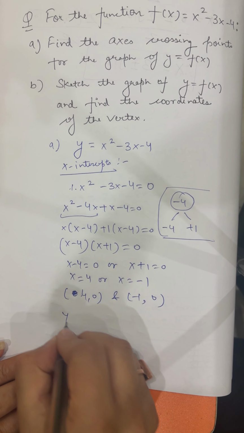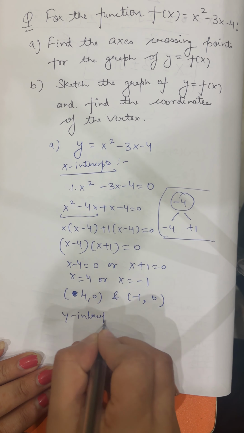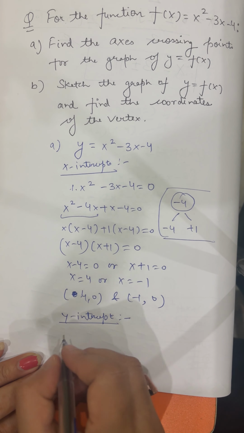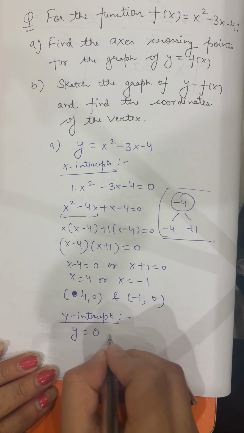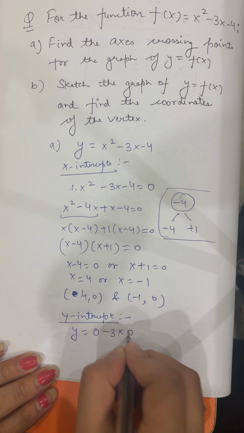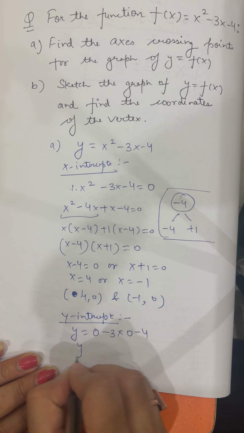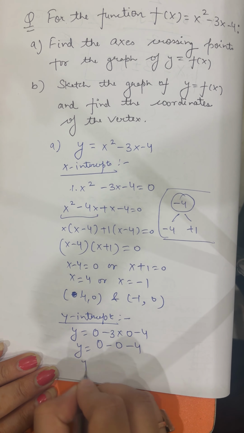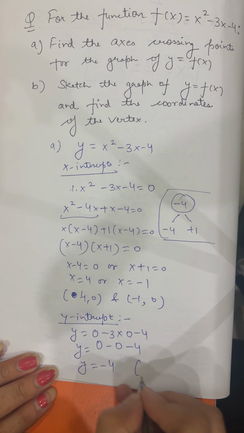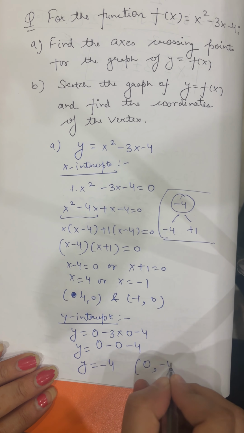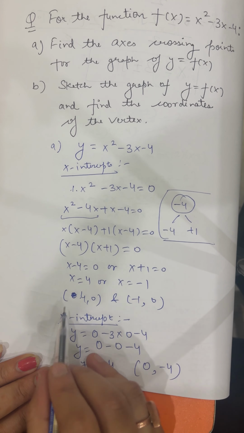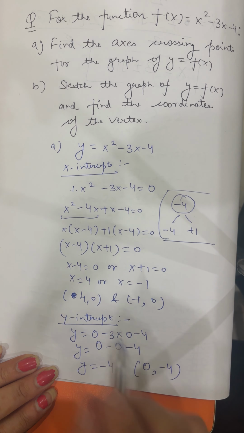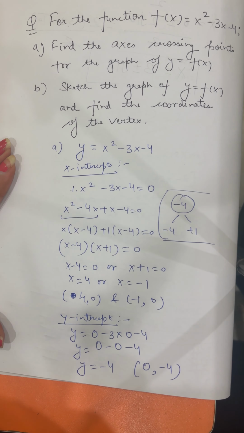Now we are also required to find the y-intercept. For that we will just substitute x as 0 in the equation. So it becomes y equal to 0 squared, which is 0, minus 3 times 0, minus 4. So y is equal to 0 minus 0 minus 4. So y is minus 4. So we got the point as (0, minus 4). So these are the two x-intercepts and this is the one y-intercept. So part A is done.